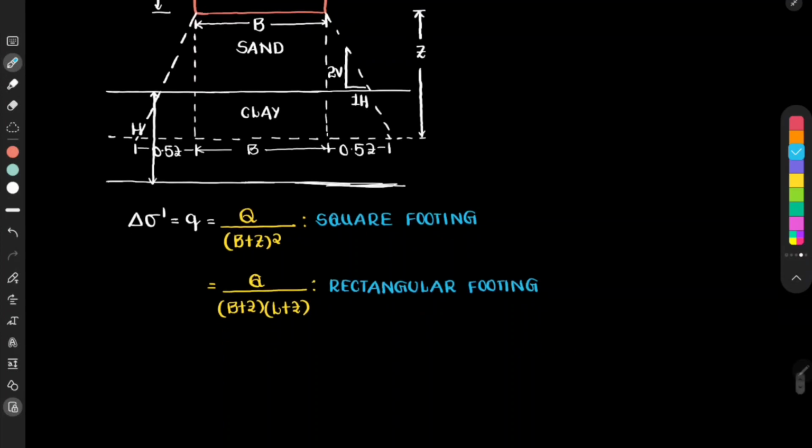And then this is equal to Q by pi by 4 (B plus Z) whole square for a circular footing. We have already discussed these things in detail in the vertical distribution of stresses chapter. So this is how we calculate delta sigma dash.